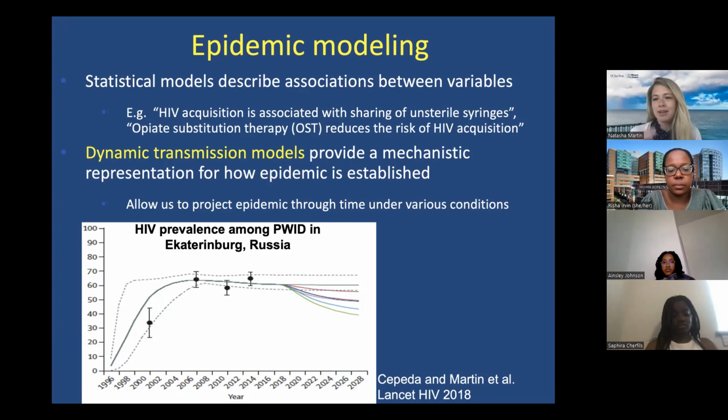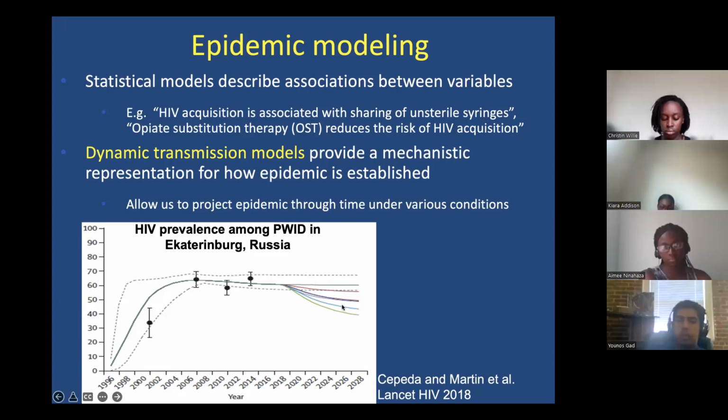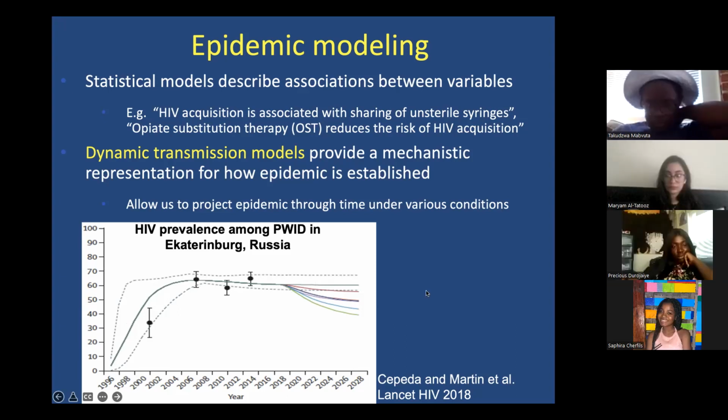So what we do is we build this dynamic model that incorporates the mechanism of transmission in this population, and then we calibrate the model. We ensure that the model fits the data and moves through these observed trajectories, and then we can simulate out into the future, which is what you're seeing here on the right-hand side. And the different color lines are just different simulations of interventions to look at what impact that might have on HIV.